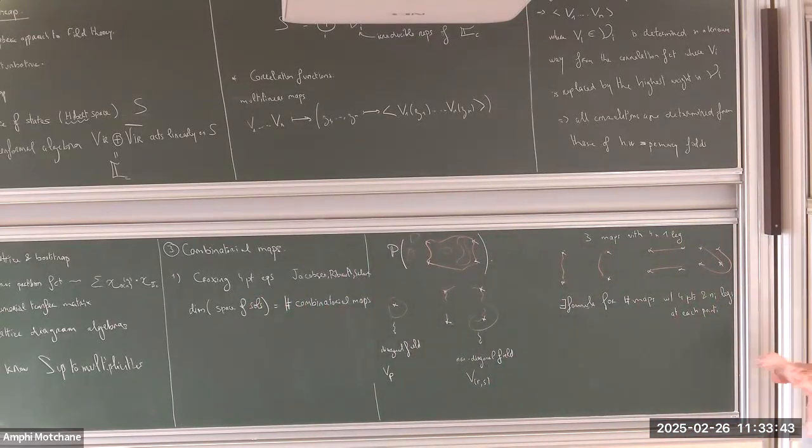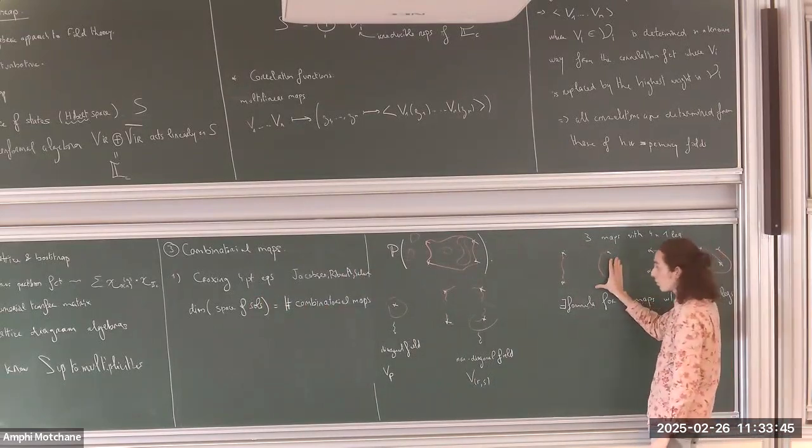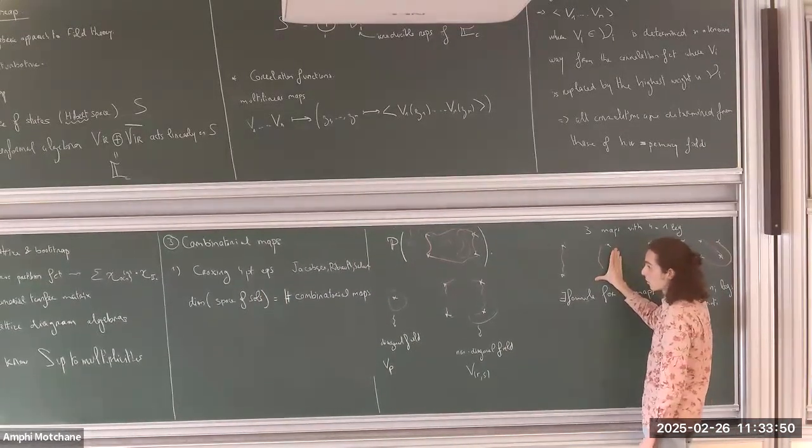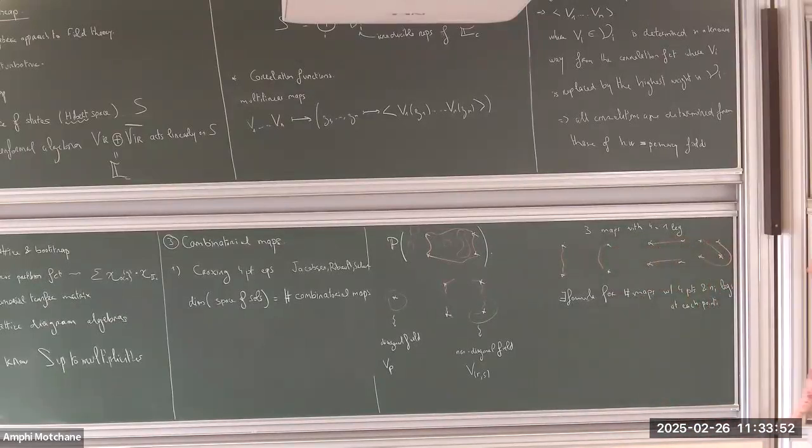And the same is true on the torus. We can also define combinatorial maps on the torus. We can count them, and if we solve the bootstrap equations on the torus, it is expected and verified in some cases that the dimension of the space of solutions of the modular invariance on the torus is going to be exactly the number of combinatorial maps.